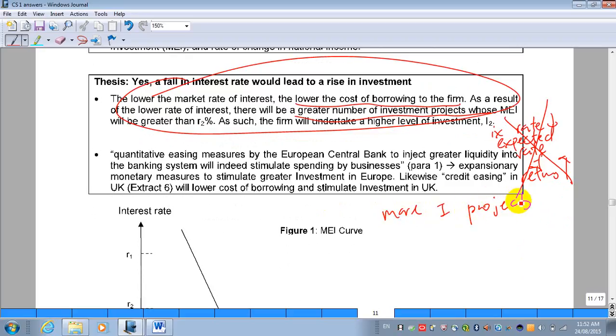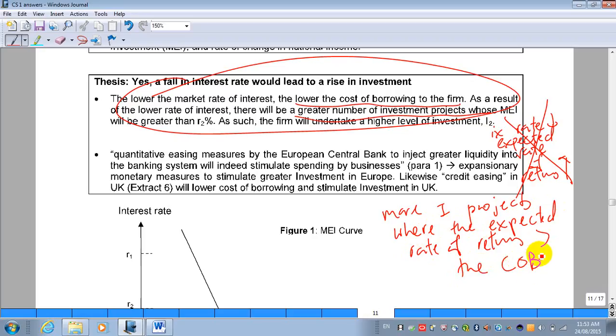The way that they did it was a bit complicated. There will be more investment projects where the expected rate of returns, or the MEI, exceeds the cost of borrowing. Please don't say that the expected rate of returns increases when the interest rate falls, because it does not.